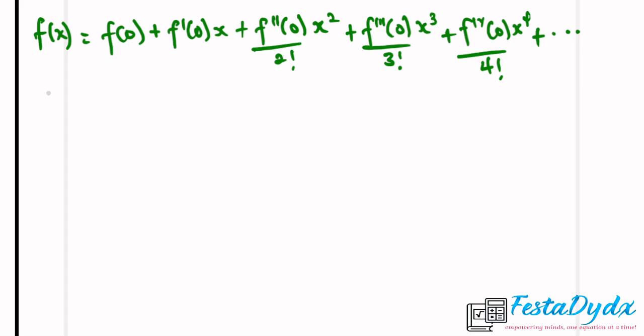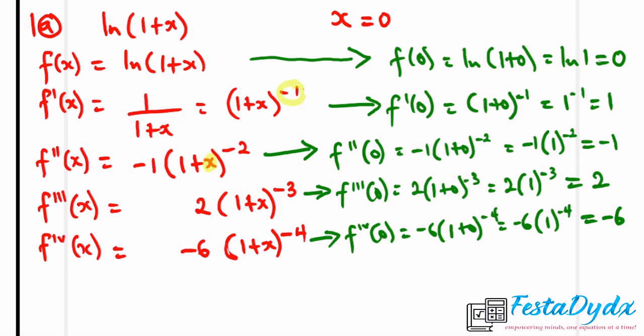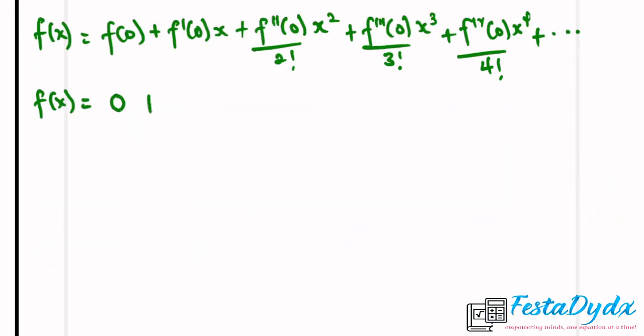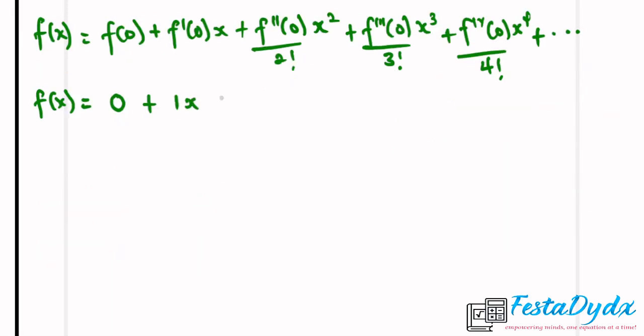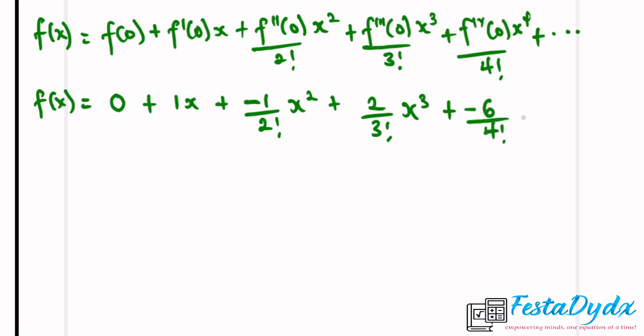Now, for the Maclaurin series of the natural log of 1 plus x, f of x is going to be equal to, for f of 0, we got f of 0 to be 0. So we have 0 plus, now f prime of 0 is 1. So we have 1x plus f double prime of 0 is negative 1. So over 2 factorial x squared, then plus f triple prime of 0 gives us 2. So we have 2 over 3 factorial x cubed, then plus the fourth derivative gives us negative 6. So negative 6 over 4 factorial x raised to the power 4. Then we have plus dot dot dot.